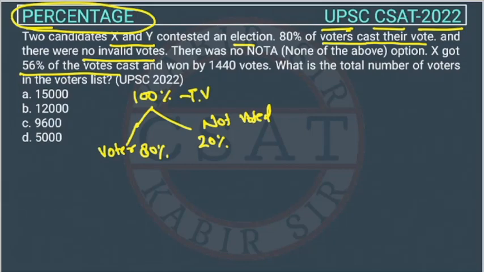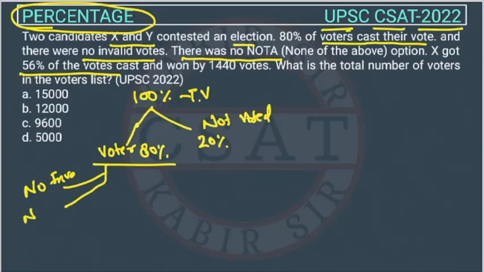Now, out of these 80%, there is no invalid vote, right? One more condition is given that there are no invalid votes and there was no NOTA, and out of these 80% no one has chosen the NOTA option, right? So they have voted either for X or Y, right? There is no one who voted for any third person, and also no one has pressed NOTA. NOTA means that we like neither X nor Y, so we use the NOTA option, but there is no such person, right?